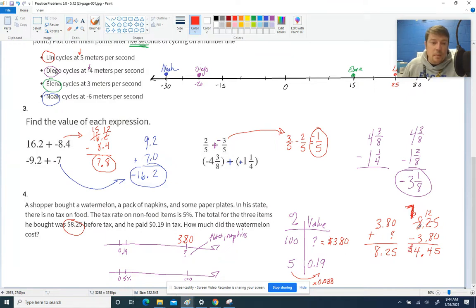The paper plates and the napkins cost $3.80. You're going to get taxed 19 cents, which will add 19 to that. So you'll have a total of $8.44. But this is how much the watermelon costs, $4.45. And that is the end of the first page. First page was a doozy this week, so I thought I'd post it a little early.